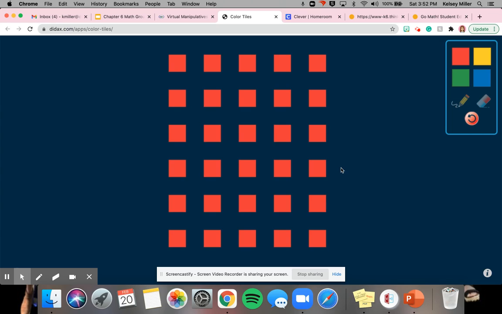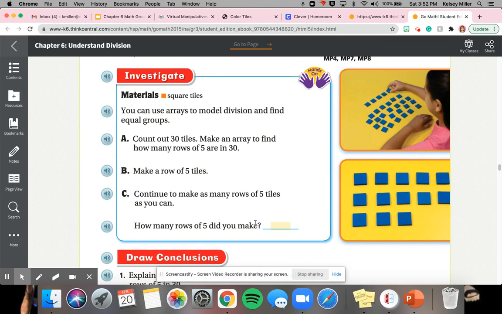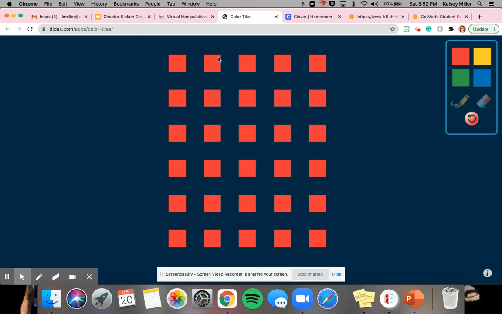All right, now we're going to look at the questions in the book. So it asks us, how many rows of 5 did you make? Well, let's look. We made 1, 2, 3, 4, 5, 6 rows of 5. So I'm going to write the answers on here because I cannot write on the book page digitally. So we made 6 rows. You are going to fill in the blanks on your workbook page.